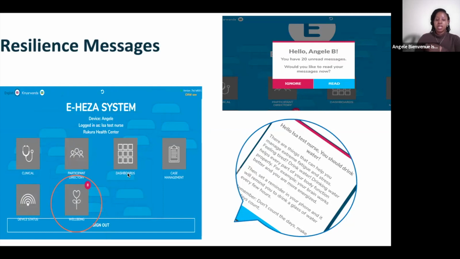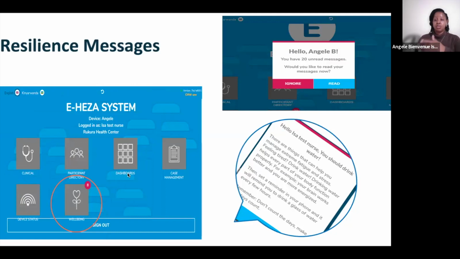So this application now has a specific designated part for the well-being of healthcare workers, where our healthcare workers will receive 3 messages per week. Those messages will be related to stress management, mindfulness, personal and professional growth, connecting with others, as well as self-care. As you can see on the top right, when a nurse is entering into eHESA in this application before providing care, they can see the number of messages that they have.